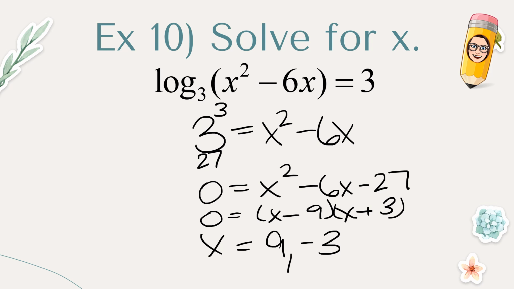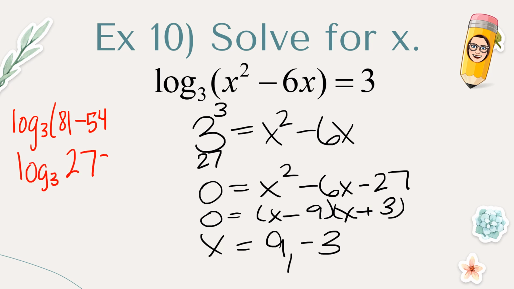Okay, we need to check these answers though, okay? If I go to plug in 9 squared, 81, 9 times 6 subtracted from 81. I'm just going to convert that right away. So we're saying log base 3 of 27 is 3. Yeah, 3 to the 3rd is 27. That makes sense. 9 is good to go.